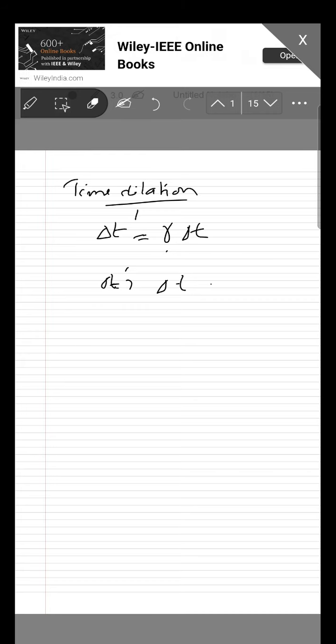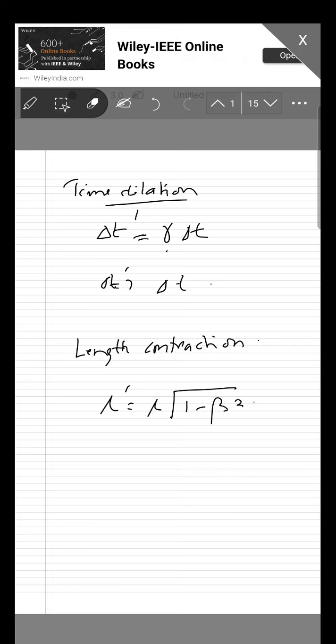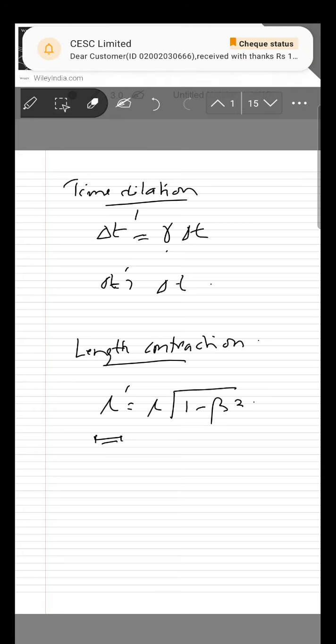And the other one is called length contraction, where any length is changed by the factor root over 1 minus beta square. So the length also gets contracted. So if there is a length of certain measurement in the fixed frame of reference, it will get contracted if it is in the moving frame of reference.